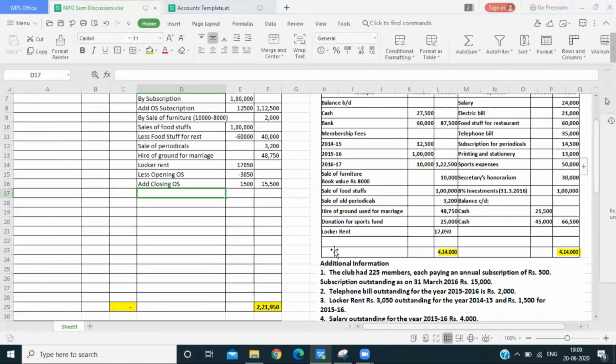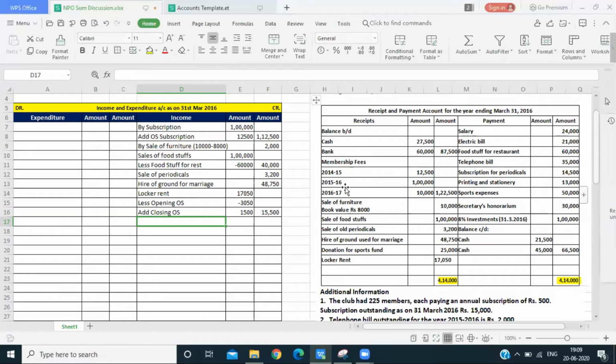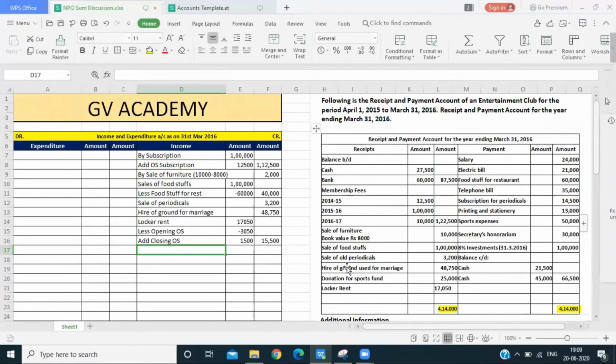So with this, our receipt side total comes to an end. We have done the adjustment for all the receipt side items. So we will now move on to the payment side.